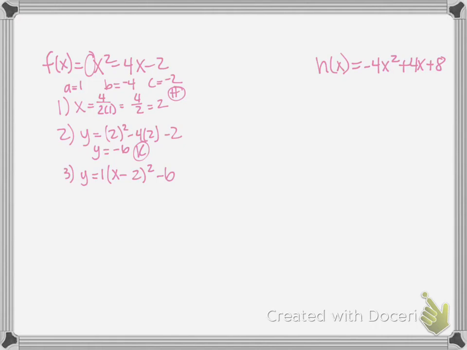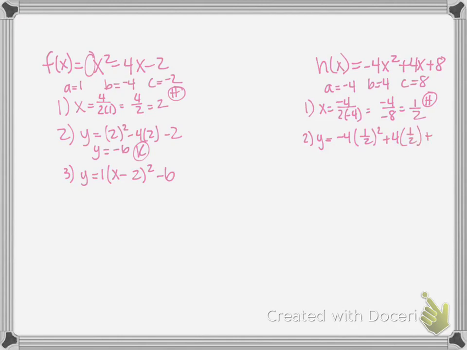Okay, my next one, a is negative 4, b is 4, c is 8. What's nice about this is you don't pull out a GCF and you don't have to factor it at all. So x equals negative b over 2 times a, which gets me negative 4 over negative 8, so 1/2. So there's my h. We plug it in to find the k. So negative 4 parentheses 1/2 squared plus 4 times 1/2 plus 8. So when I type that all in, I get 9, which represents my k value.